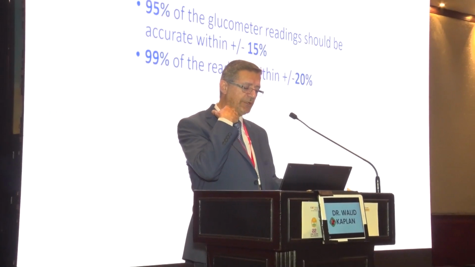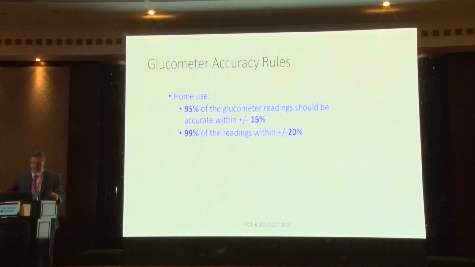So according to the International Standardization Organization, the ISO, and the FDA as of 2013, they made the criteria actually more strict. It used to be 20% before that. As of 2013, for any meter to be FDA approved and labeled by the ISO as acceptable, 95% of the readings should be within 15%, and 99% of the readings should be within 20%. Those are the home use glucometers.